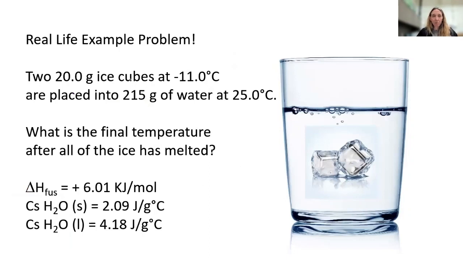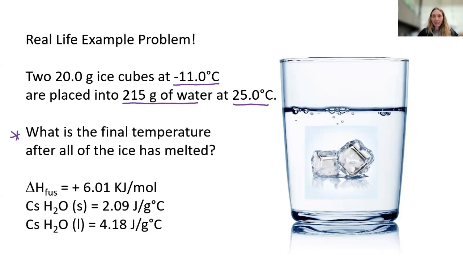And this is a real life problem. So what we do is we take 2 ice cubes. So here's our ice cubes, and our ice cubes are at -11 degrees Celsius. And these ice cubes are placed into 215 grams of water, and that water is at 25 degrees Celsius. So the question is, what is the final temperature after all of the ice has melted?